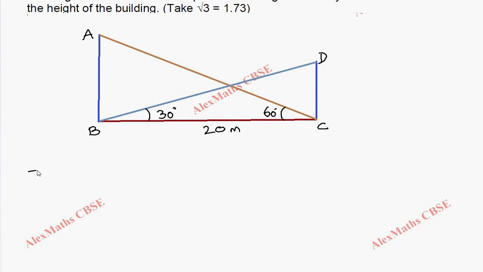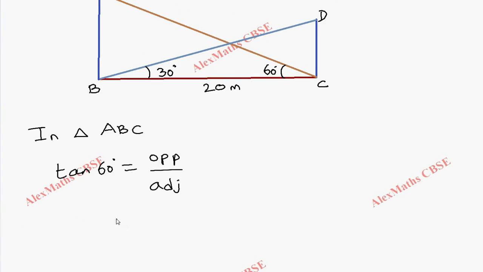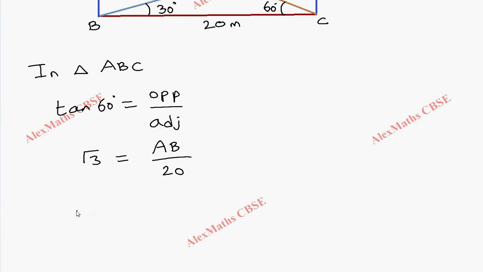Now in triangle ABC, in triangle ABC we have 60 degree. So tan 60 degree if I take, that becomes opposite by adjacent, and opposite is AB and adjacent is 20. Tan 60 is root 3. So from this, if I cross multiply, the value of AB is 20 root 3.